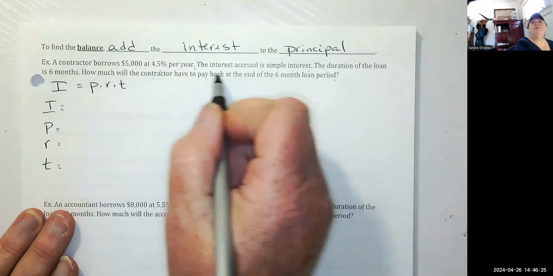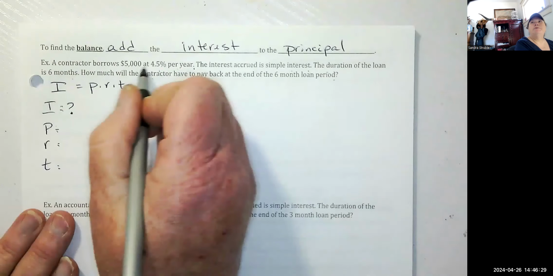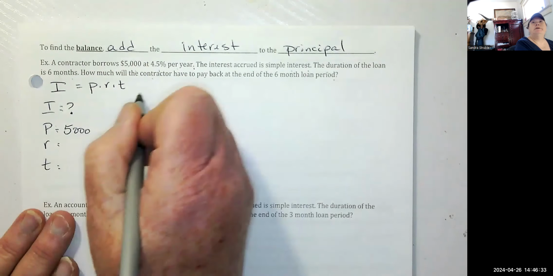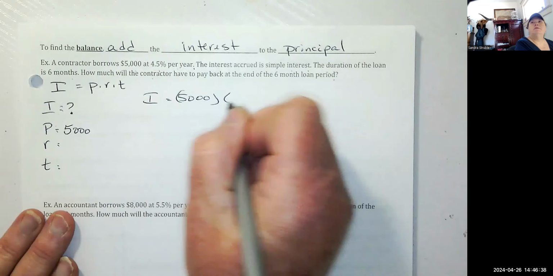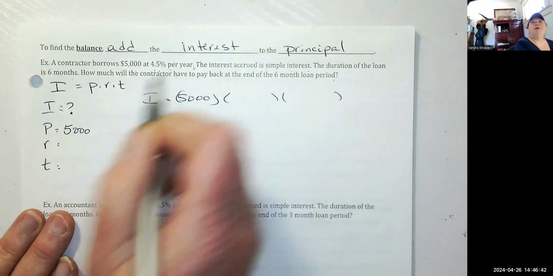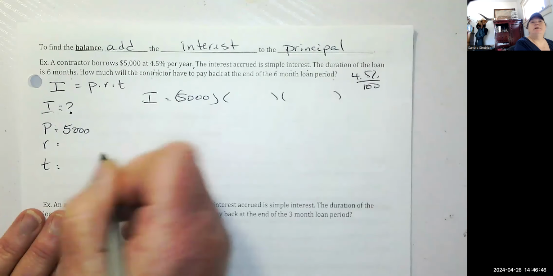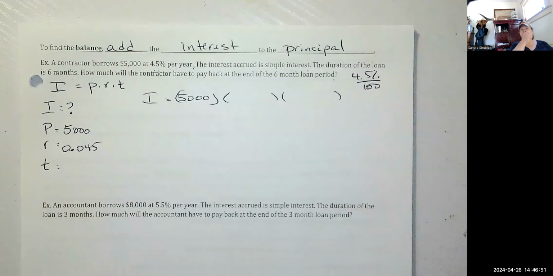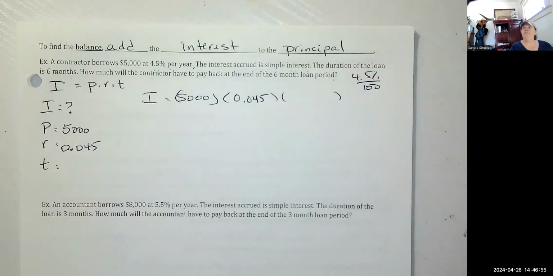We don't know what the interest accrued is. The principal, he borrowed 5,000, so that's the 5,000. All right, so I equals 5,000. The rate is 4.5% per year, so 4.5% divided by 100 is 0.045, which can go here.